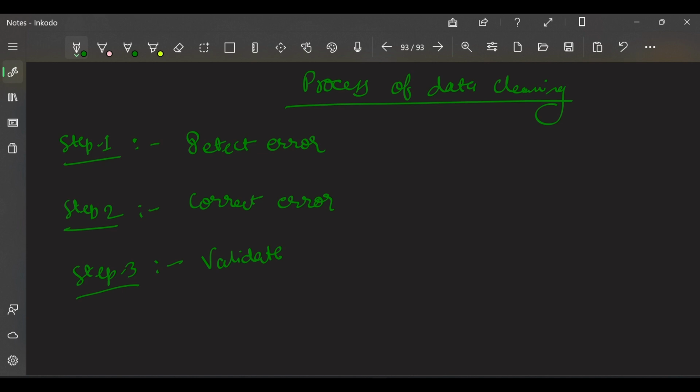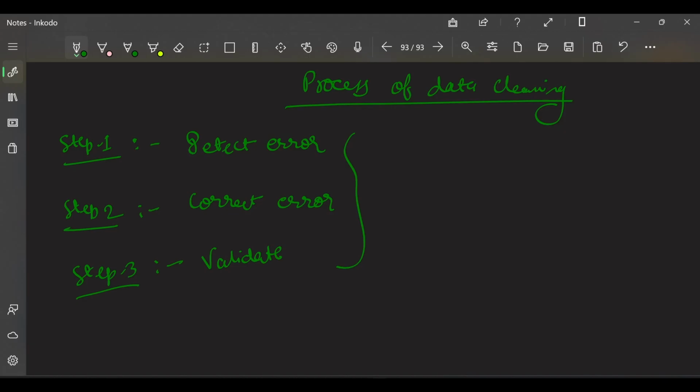Okay, so let's understand all three steps. The first one is detect error, using descriptive statistics, null checks, or duplicates. Correct error means replace, impute, or remove. In the correction of error, you are replacing the value, imputing something, or removing that thing. The next one is validate. Validate means ensure the data makes sense.